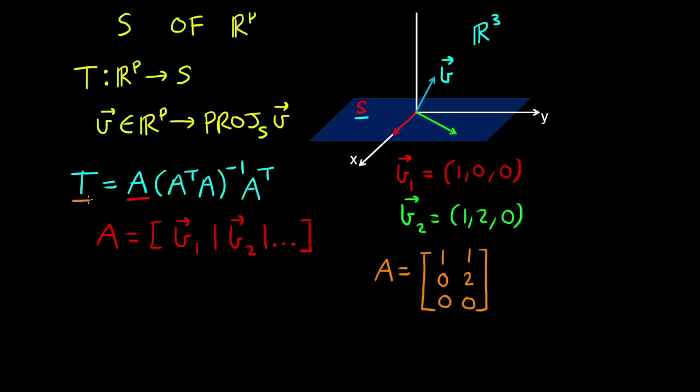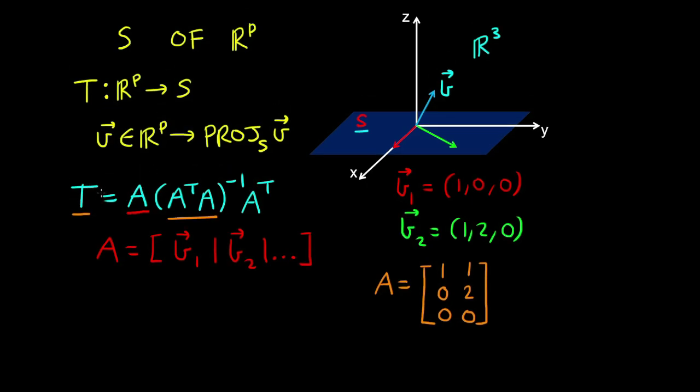And now we can compute this transformation matrix by computing this product. So if you evaluate this product, you're going to get T with components 1, 0, 0, 0, 1, 0, and 0, 0, 0.